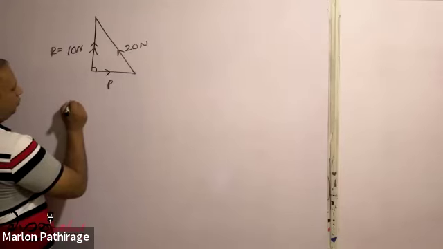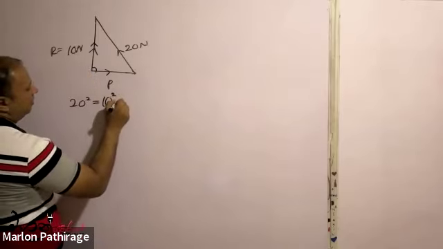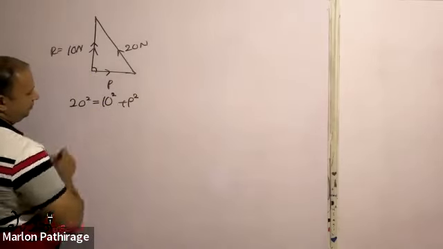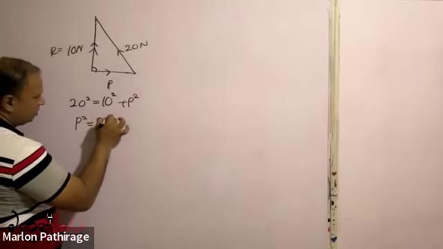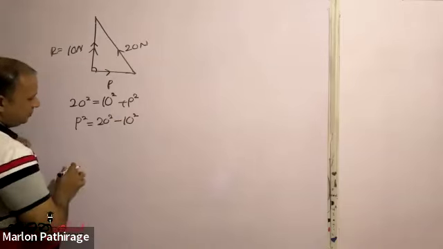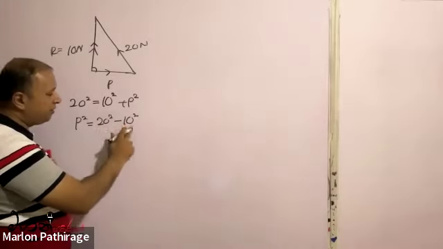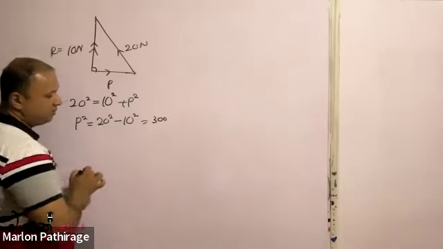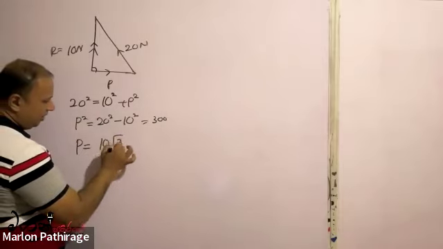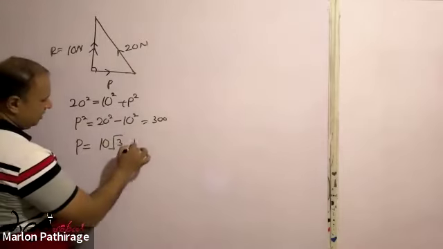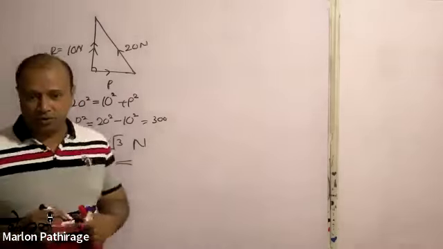Therefore, 20 square is equal to 10 square plus P square. P square means 20 square minus 10 square. 20 square means 400. 10 square means 100. 400 minus 100 means 300. Therefore, P is equal to 10 times root 3.